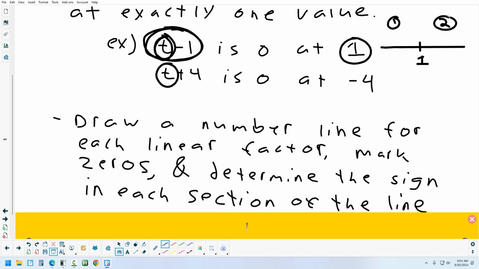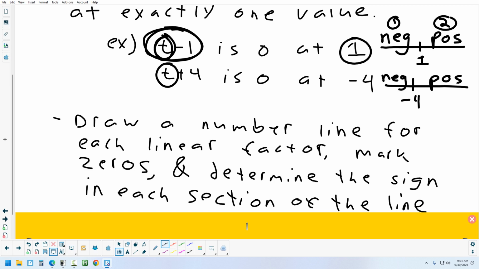Now I have to figure out what happens in each section. So determine whether you're positive or negative in each section. So we just said if I plug in a number smaller than 1, that's the negative section. And if I plug in a number bigger than 1, that's the positive section. Then you do it again for your other factor. Mark the root on the number line. If you plug in a number smaller than negative 4, you'll be negative. Bigger than negative 4, you'll be positive.